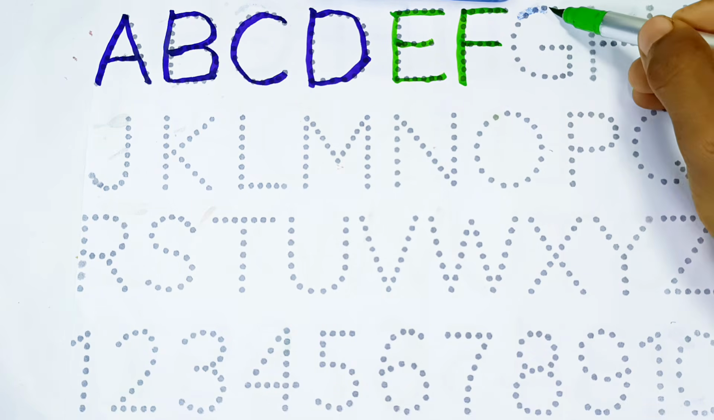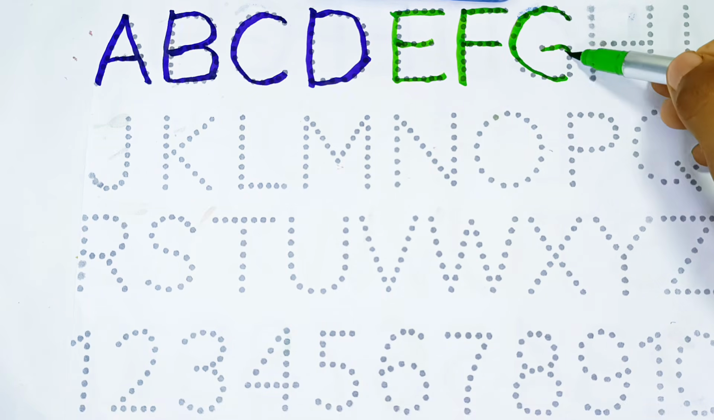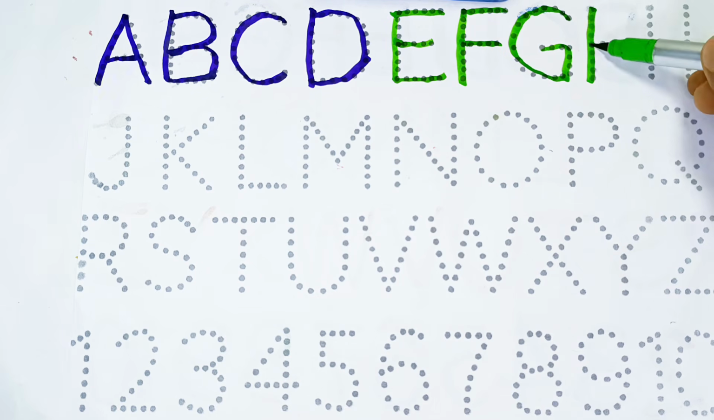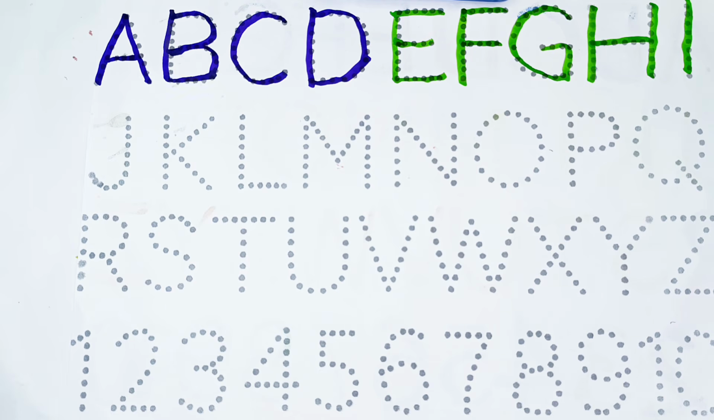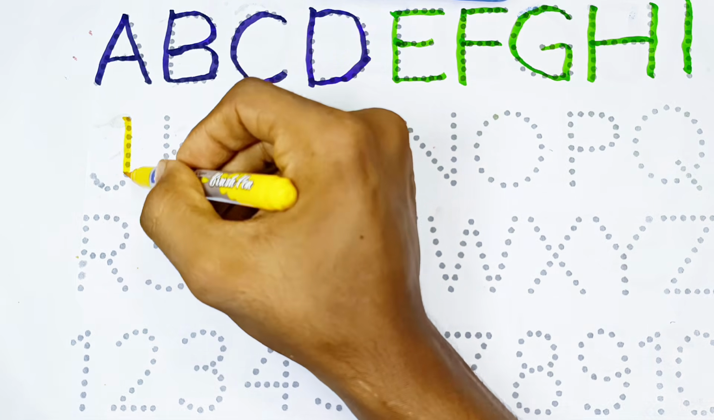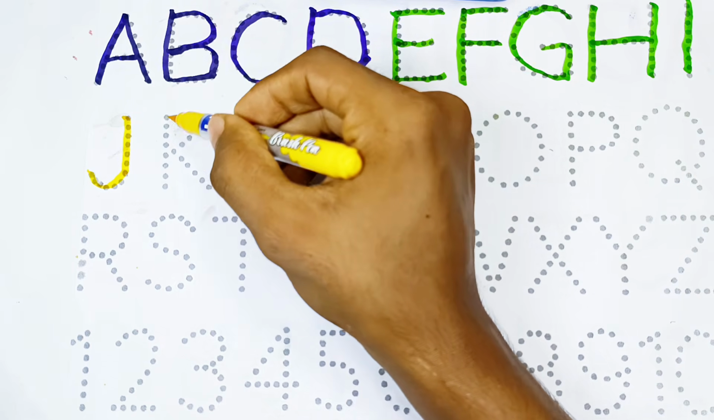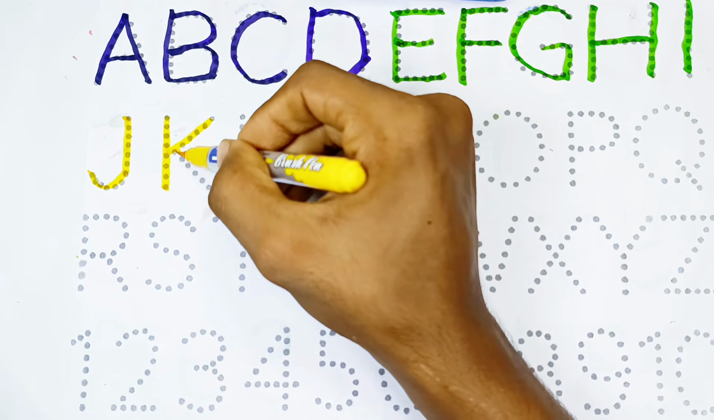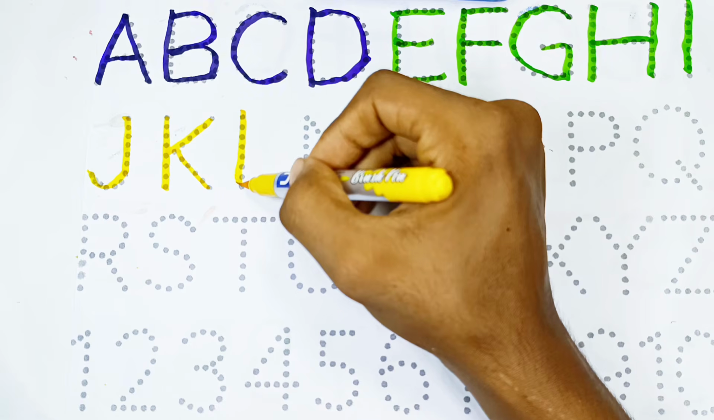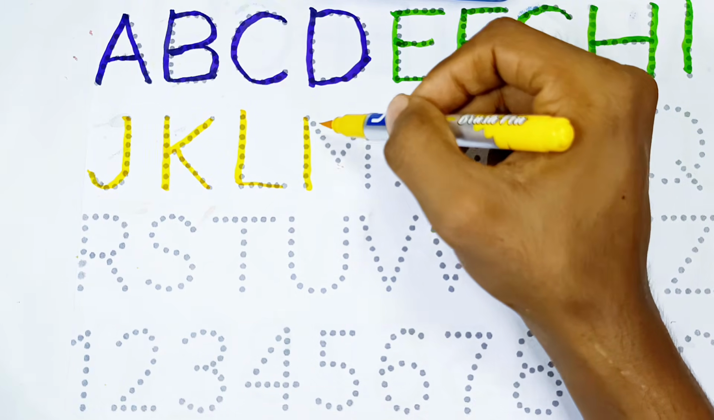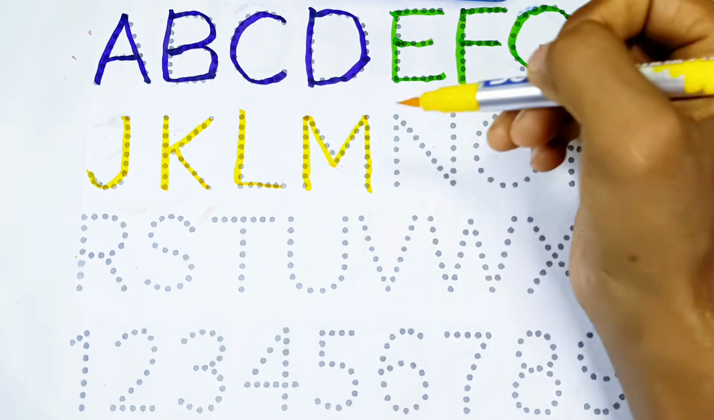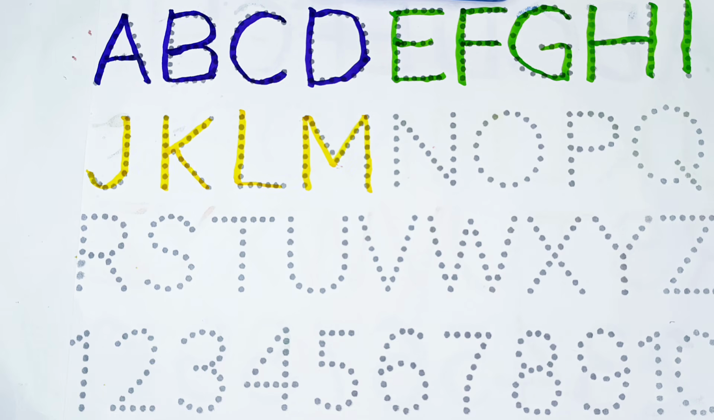F for fish. G for goat. H for helicopter. I for ice cream. Now you draw J. J for joker. K for king. L for lion. M for moon. Now you draw M.